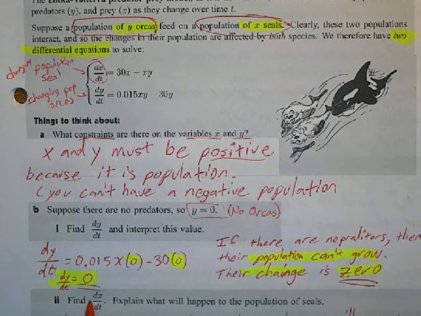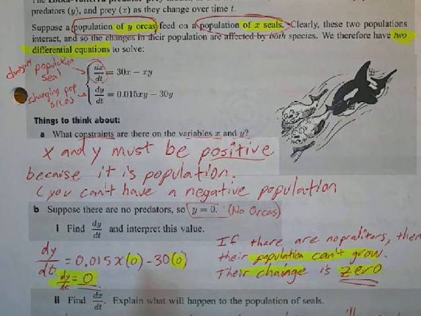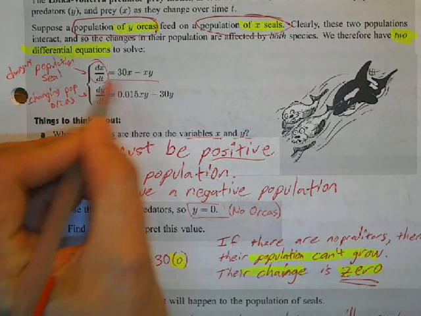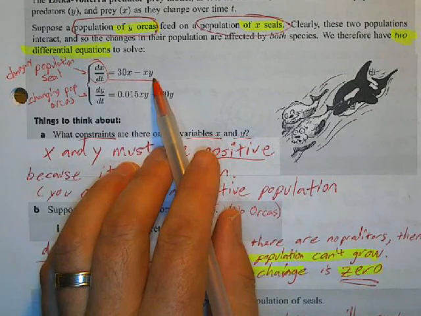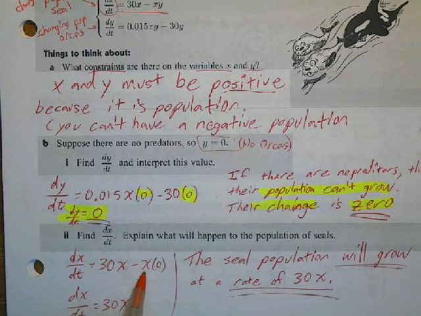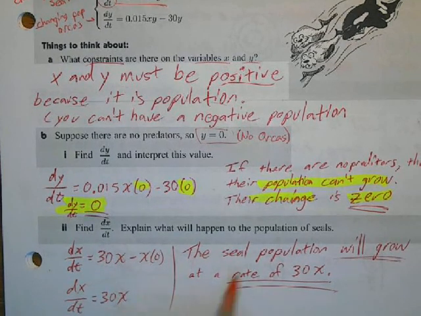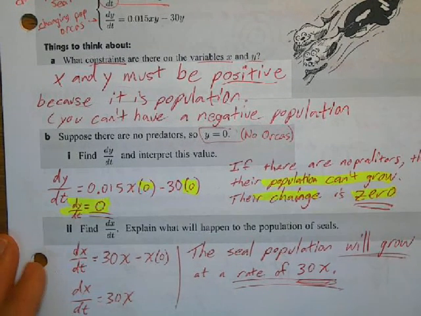So find dx dt and explain what happens to the population. So dx dt is this right here, 30x minus xy. So if I plug in 0 for y, we end up with 30x minus x times 0, which simplifies to 30x. So the seal population is just going to keep growing, because there's no orcas to eat up those yummy seals. Yum, yum, yum. Eat them up. Oh, no orcas to eat them up. Okay.